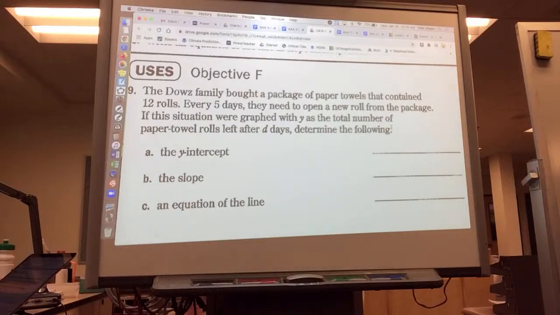So if it goes down 1 roll for every 5 days going across, what's the slope? 1/5. The slope is 1/5. Goes down 1 over 5. Is that 1/5 positive or negative? It's negative because they're taking away rolls. So here's your slope, here's your y-intercept. So that equation can be written, y equals negative 1/5 times x plus 12.